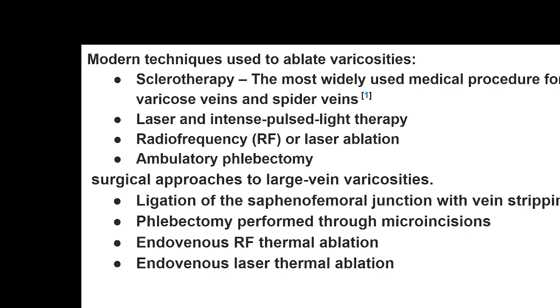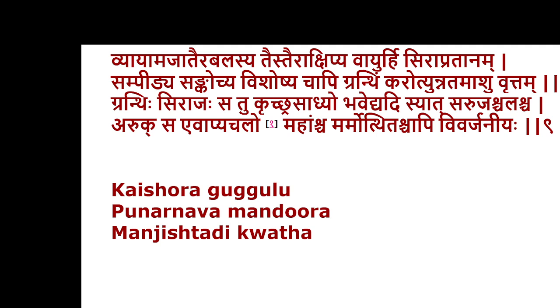With the laser, the veins could be ablated, or radiofrequency laser ablation, or ambulatory phlebectomy, where the veins are removed completely. Or surgical approaches in case of large vein varicosities could be either ligation of the saphenofemoral junction without stripping or with stripping, and phlebectomy, where the veins are removed with small incisions. Endovenous thermal ablation or laser thermal ablation could be the other options.